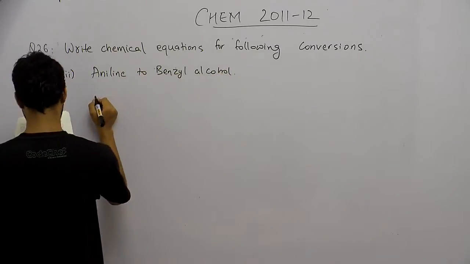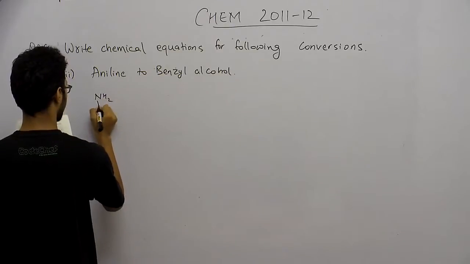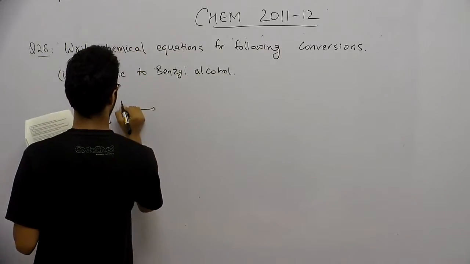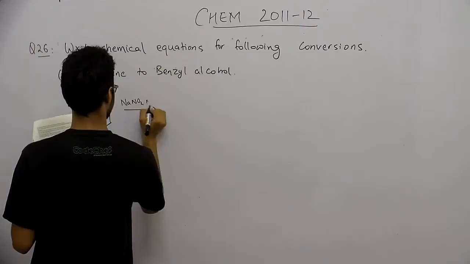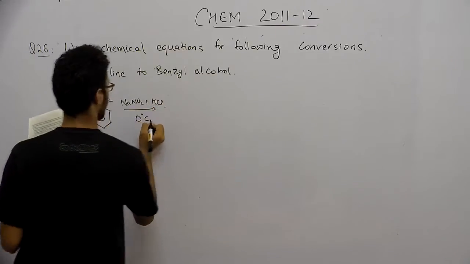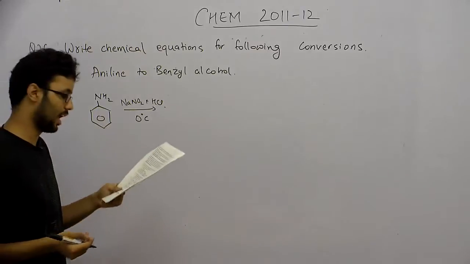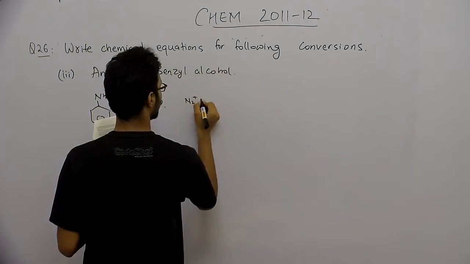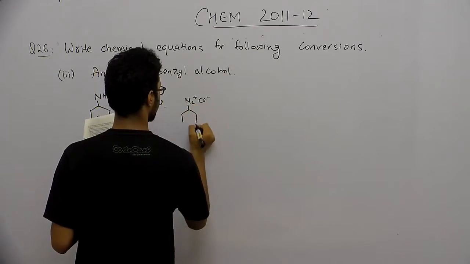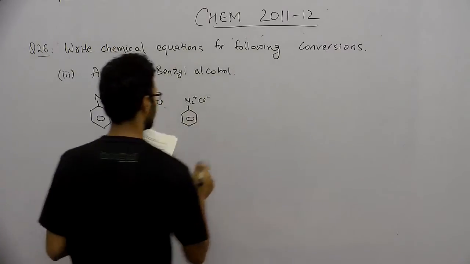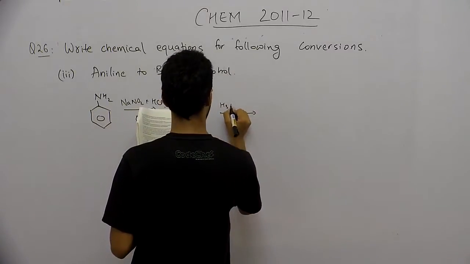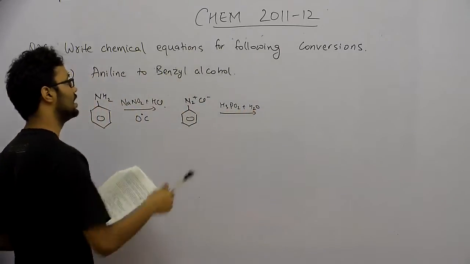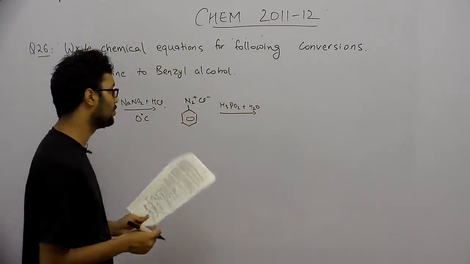So we will take aniline and do this conversion. At 0 degrees Celsius we have to do this reaction, we already know. So we will get the same product as we got in the first conversion. Now we will react with H3PO2 and H2O. This will eliminate this group, and we finally get benzene.